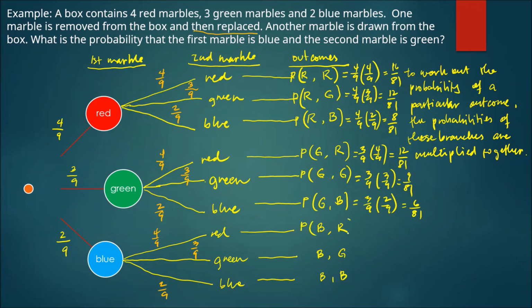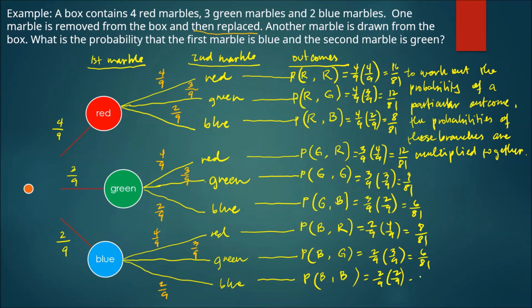And the probability that the first marble is blue and the second marble is red would be 2 by 9 times 4 by 9, or that would be 8 by 81. And the probability that the first marble is blue and the second marble is green would be 2 by 9 times 3 by 9, or that would be 6 by 81. And last but not the least, the probability that the first marble is blue and the second marble is blue would be 2 by 9 times 2 by 9, which is equal to 4 by 81.